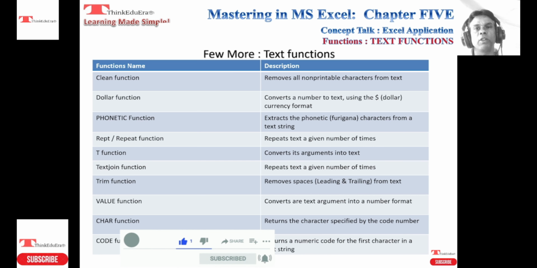It removes all the non-printable characters from your text. So what we will do is remove all non-printable characters and give you another version of the text. The dollar function converts a number to text. So let's say there are numbers populated in a particular column, cell, or row and you want to use those numbers as text, you can simply use this dollar function to change it.